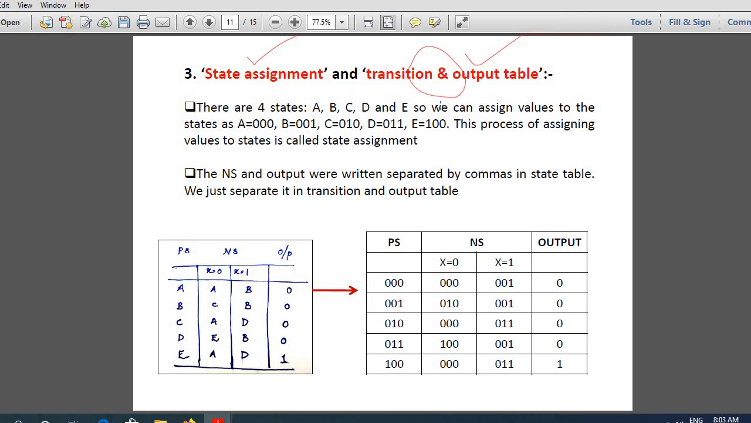So here you are having 5 states. Is 2 bits sufficient to represent the 5 states? No. With 2 bits you can represent a maximum of 2 raised to 2, or 4 states. For representing 5 states you require 3 bits. So you can assign the states this way: A is 000, B is 001, C is 010, D is 011 and E is 100. In that way you can assign the states.